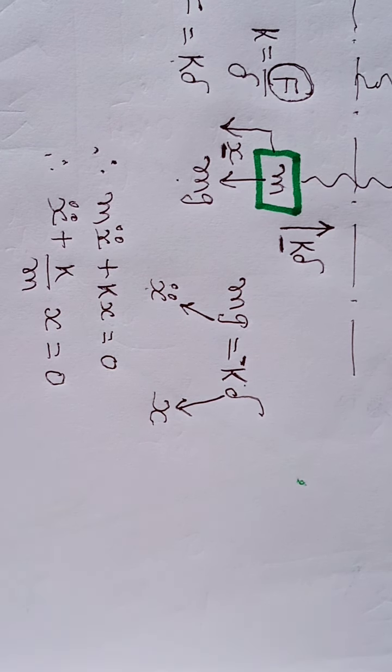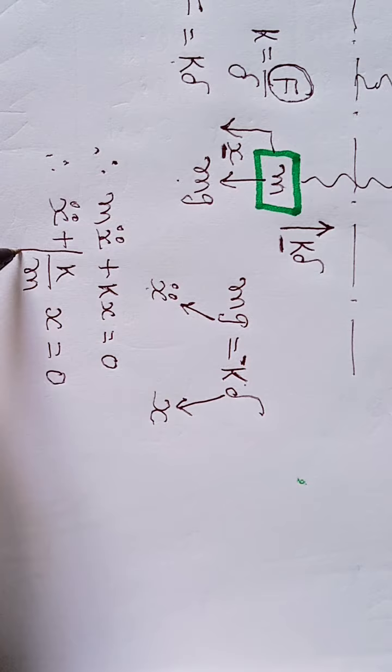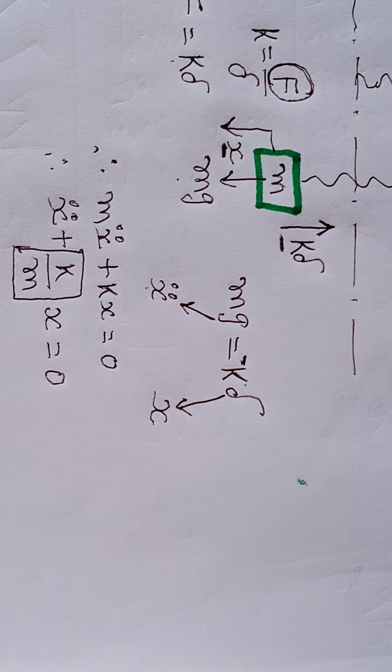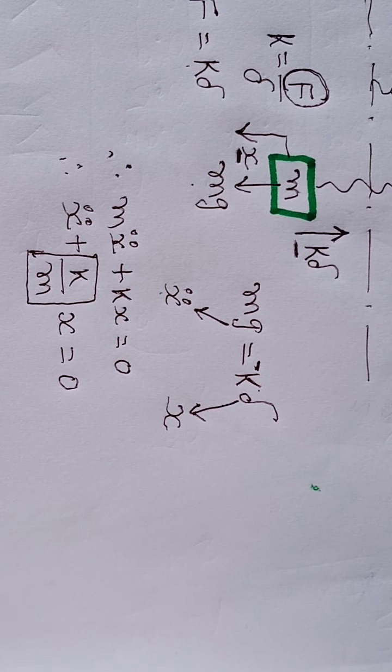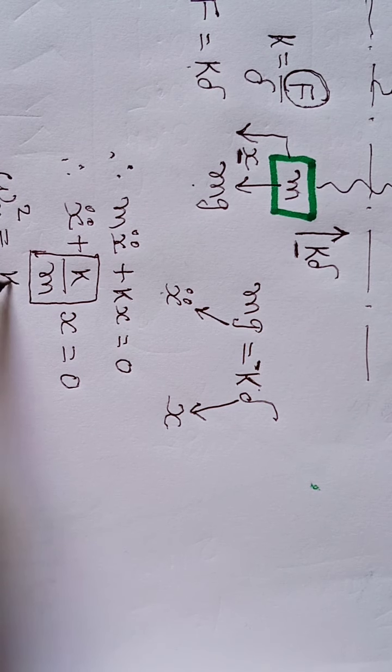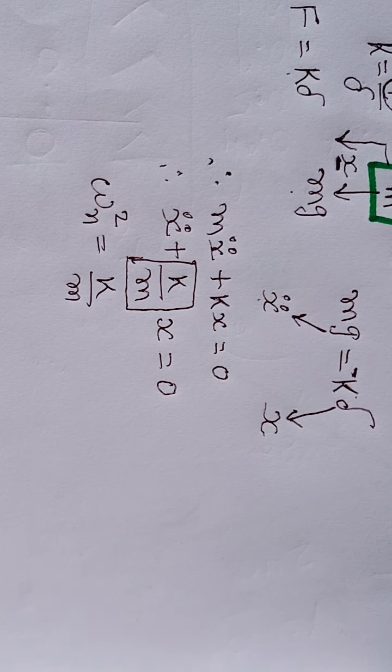is equal to 0, and when we compare it with simple harmonic motion equation, this k by m is nothing but square of natural frequency, angular natural frequency. Therefore omega n square is equal to k upon m.